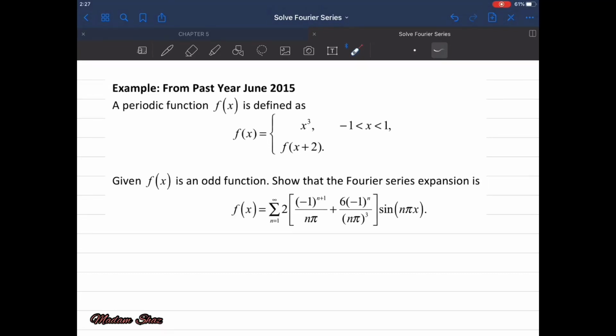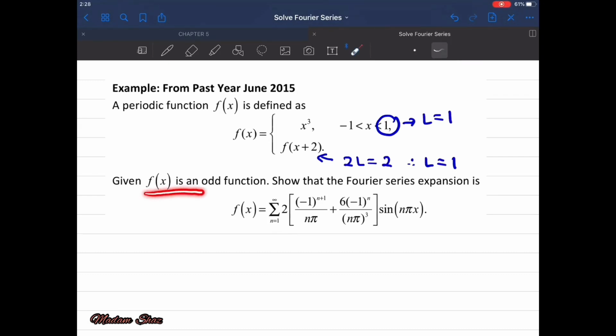For the next example, this one from past year June 2015. A periodic function f(x) is defined as f(x) equals x to the power of 3, for the limit from -1 until 1, whereby the periodic function is f(x) plus 2. So from here, we can know that our 2L is equal to 2, so therefore L is equal to 1. Or you can determine from the highest limit here, our L is equal to 1.